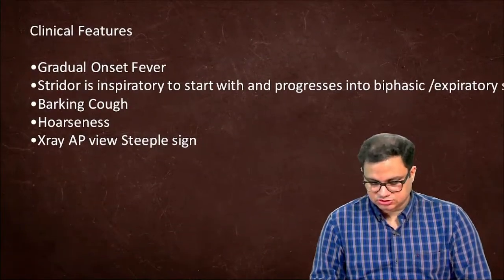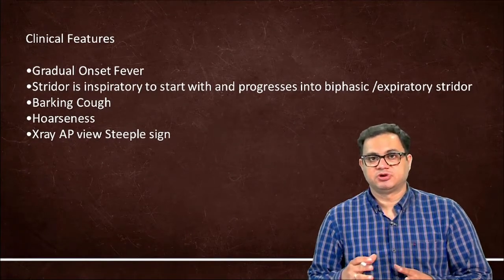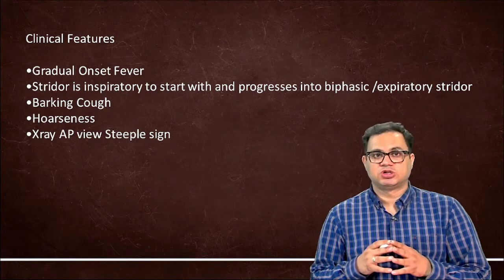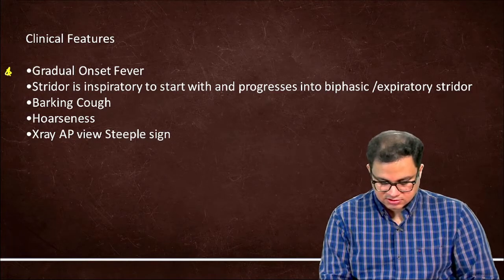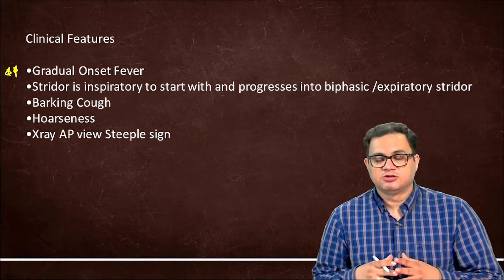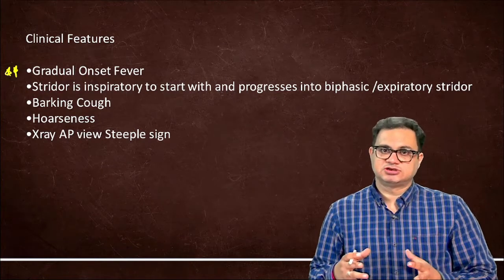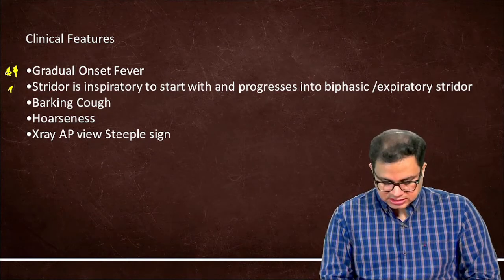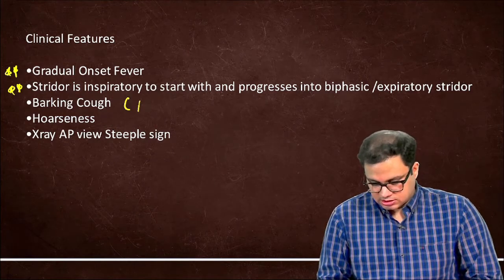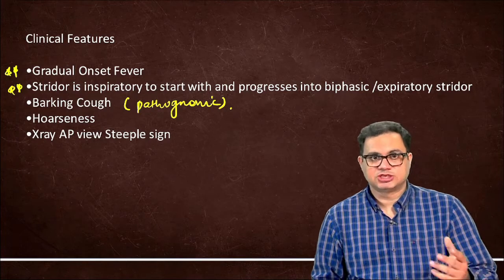Now what are the clinical features of such a patient? The patient will be having a gradual onset fever. Remember, in acute epiglottitis there was a sudden onset fever. In this we will be having a gradual onset fever. The stridor, to start with, is inspiratory, but as the condition progresses, it descends down. The stridor becomes biphasic or expiratory. The cough of the child will be a barking cough. So this is pathognomonic of croup, that is acute laryngotracheobronchitis.